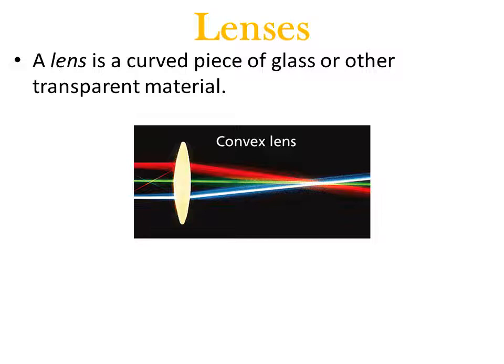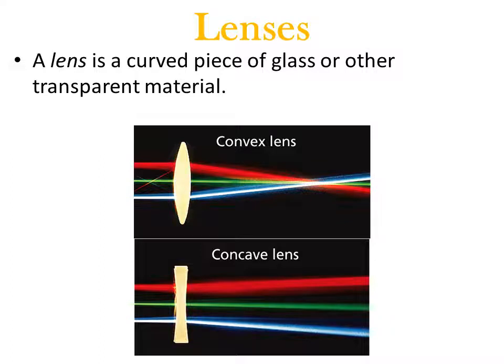There are concave lenses and convex lenses. The one shown in the diagram is a convex lens. Its sides are bulged outward, and you can see the middle portion of a convex lens is thicker than its sides.